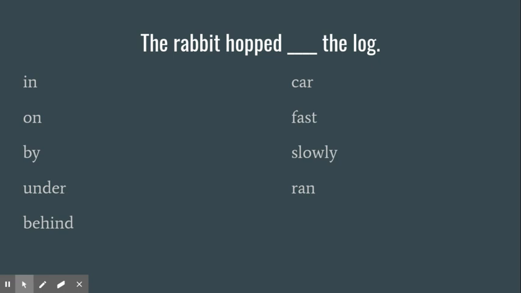But what if we were to say the rabbit hopped car the log? Car is a noun. It isn't a preposition. So it doesn't make sense in the sentence. Now you try it. I want you to work to find at least 2 words other than these that will work in the sentence. If the word works, it's a preposition.